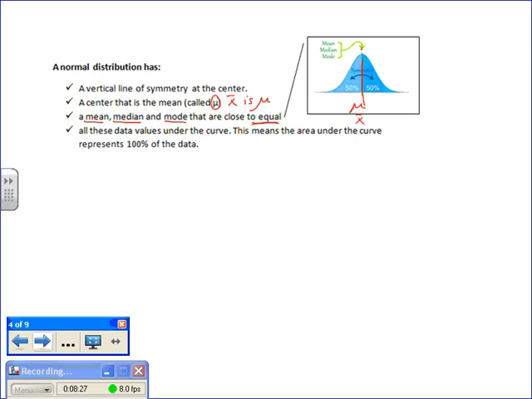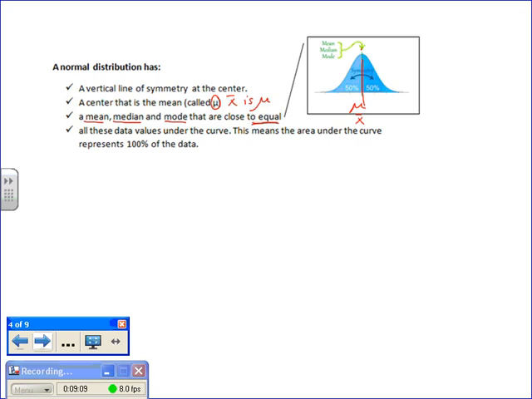That's simply because 50% of my data lies on one side of the mean and the other half lies on the right-hand side of the mean. It turns out that my median and my mean are very, very close, if not the same value, which is sometimes not true with other types of spread out data. But in this case, normal distribution leads to having a mean, a median, and a mode that are close to being equal. So the most common number is going to be very close to the mean as well, because it has the highest frequency. All of these data values under the curve represent 100% of the data, which means we can split it in half and say 50% is to the left and 50% is to the right.